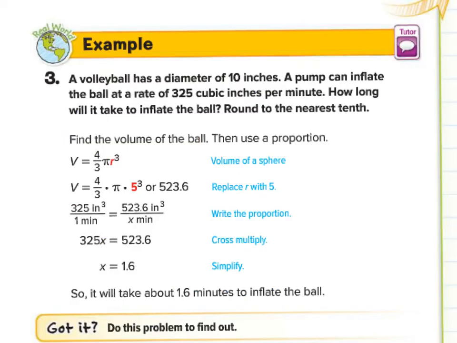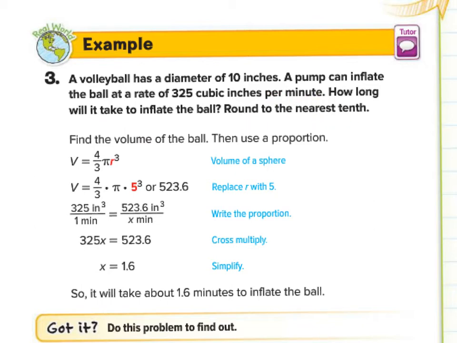Example 3. A volleyball has a diameter of 10 inches. Okay, diameter, so our radius must be half of that, which is 5. A pump can inflate the ball at a rate of 235 cubic inches per minute. How long will it take to inflate the ball? Round to the nearest tenth.